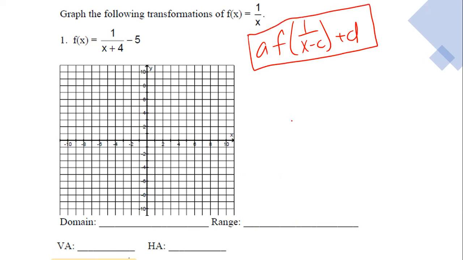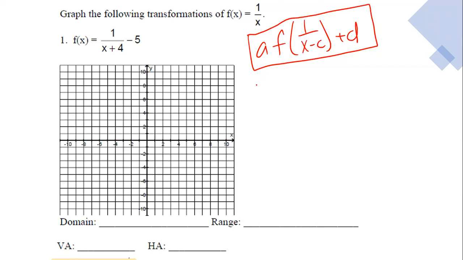The reason why it's written in this format is because it applies to all functions, right? To all of the rational functions, not just to one, but to all of the rational functions. Transformation function, formula, whatever you want to call it. All right, each one has a role.